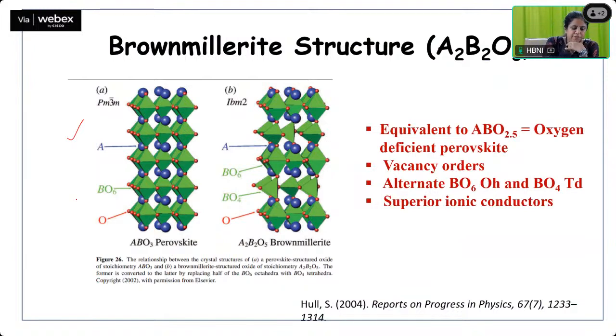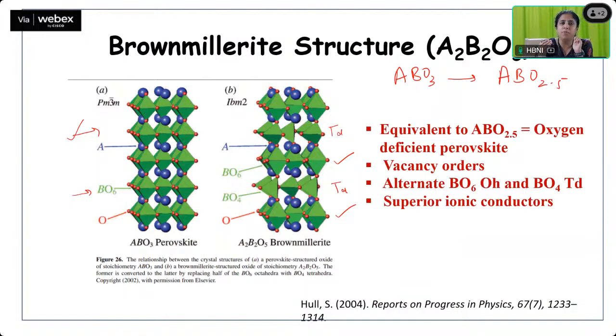Now out of this, every alternate layer, okay, this, then 1, 2, 3, and then 4. If I make tetrahedra, octahedra, tetrahedra, octahedra, tetrahedra. Now these are octahedra, these are tetrahedra. These are octahedra, these are tetrahedra. So what it is actually equivalent to: your ABO3 is perovskite and ABO2.5 is defect perovskite.